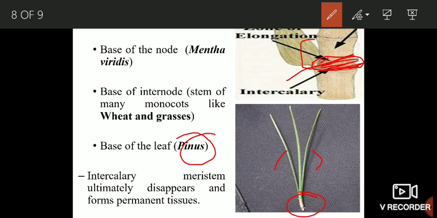Okay, the intercalary meristem, it ultimately disappears and forms permanent tissues. It does not remain forever. Rather, it disappears and forms the permanent tissues.